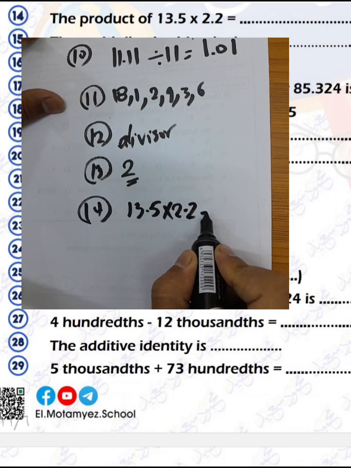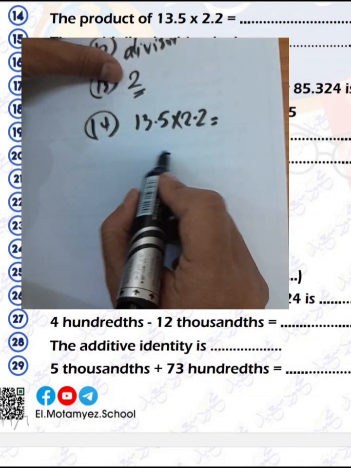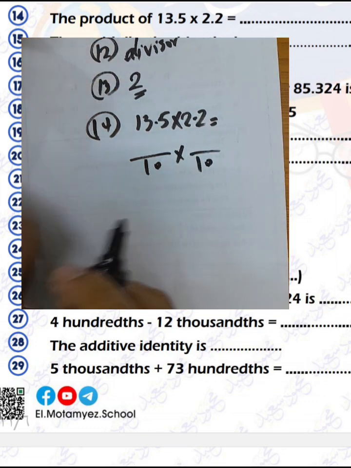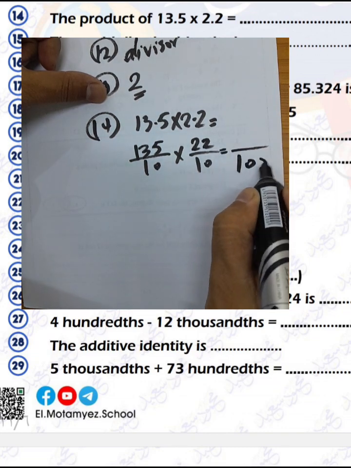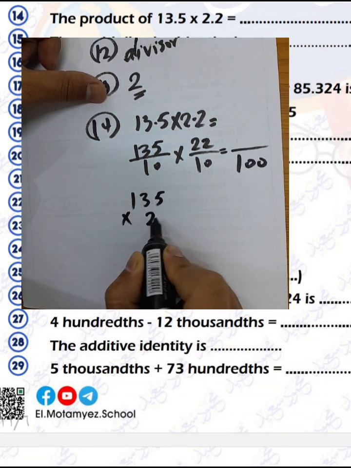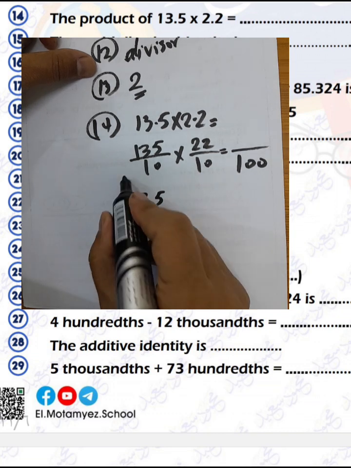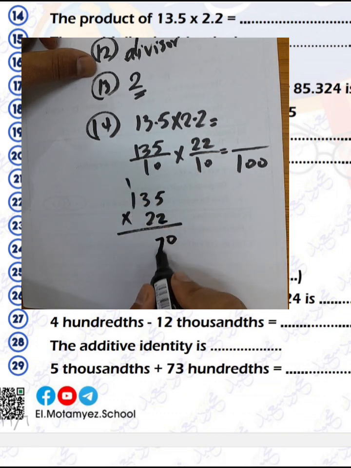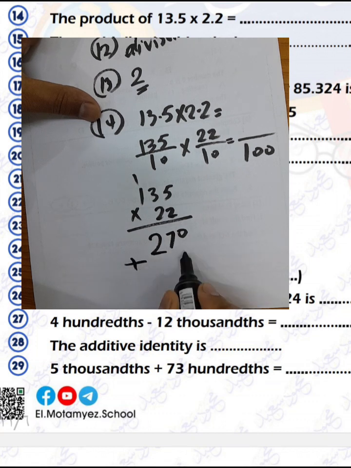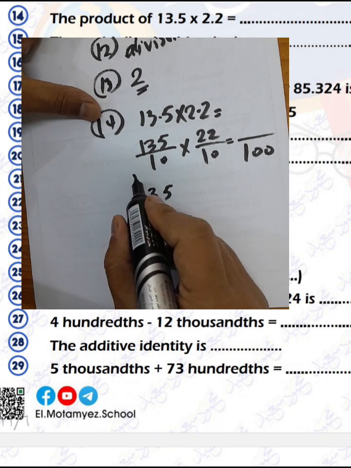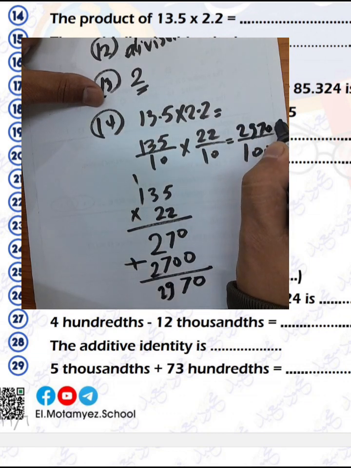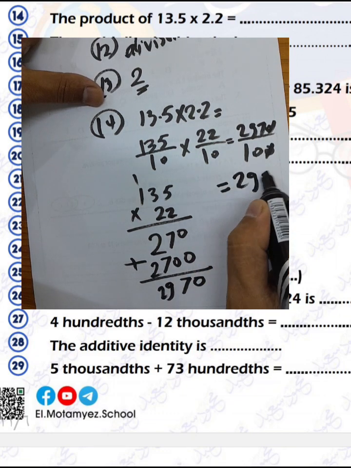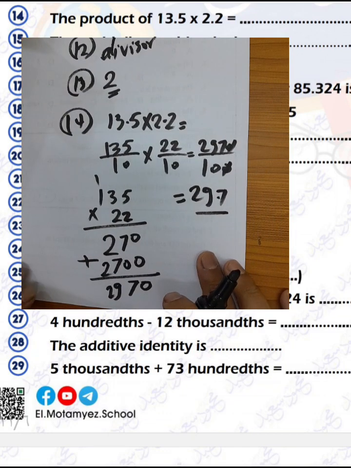and 2.2 equals what? We have here the point will be after one place, divided by 10. 135 times 22. We have here 135 times 22. 2 times 5 equals 10, 0 and carry 1. 2 times 3, 6 plus 1, 7. 2 times 1 equals 2. 2 times 5 equals 10, 0 and carry 1. 2 times 3, 6 plus 1, 7. 2 times 1 equals 2. And the result here 2970. Cancel 0 with 0. 29.7. It's the result for this question number 14.